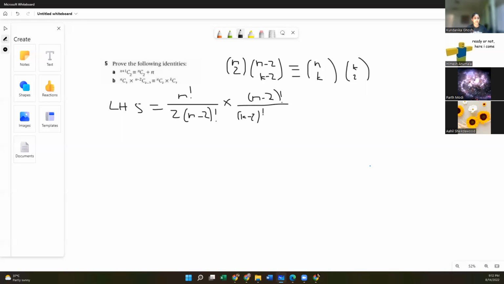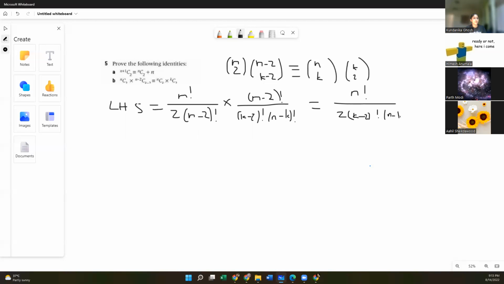If at any point you don't understand what's going on, just stop me. Over k minus 2 factorial times n minus 2 minus k minus 2. So you get minus k plus 2. Plus 2 and minus 2 will cancel out. So all you have on the denominator is n minus k factorial. If I multiply that, the n minus 2 factorials from both the numerator and the denominator will cancel. So you get n factorial over 2 times k minus 2 factorial times n minus k factorial.